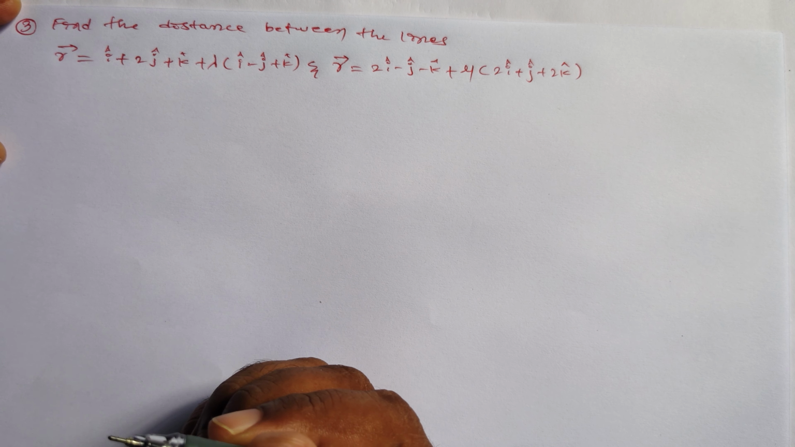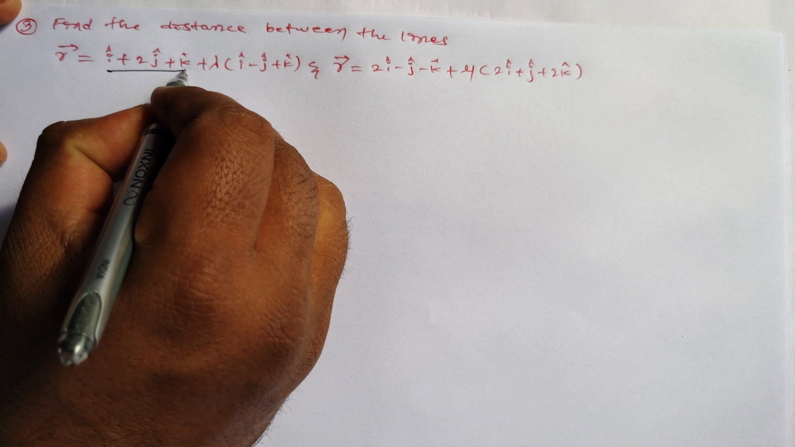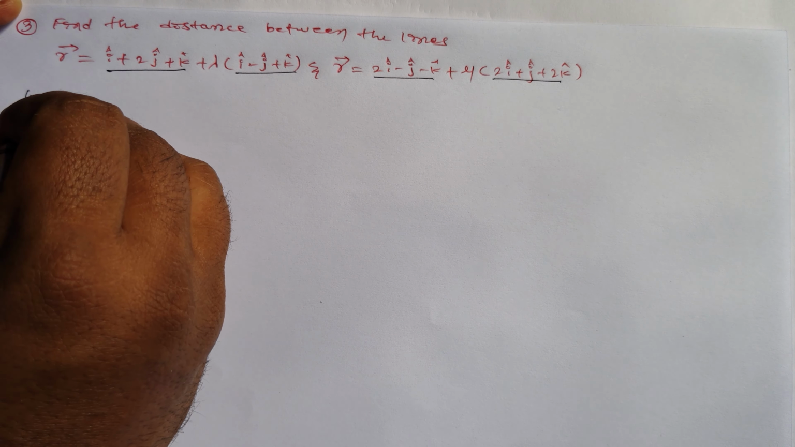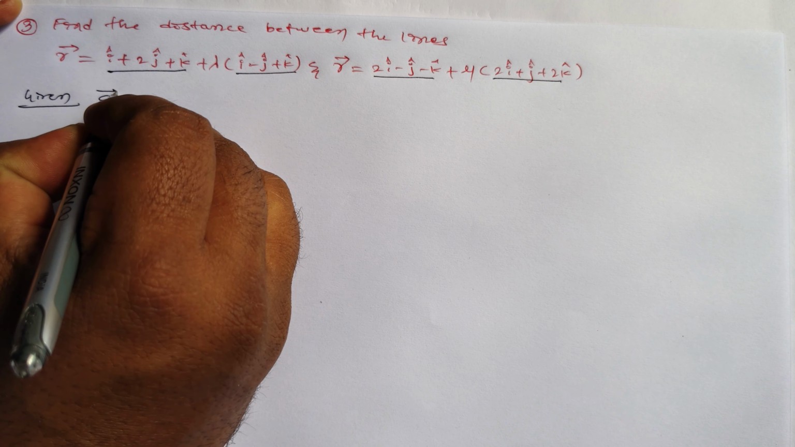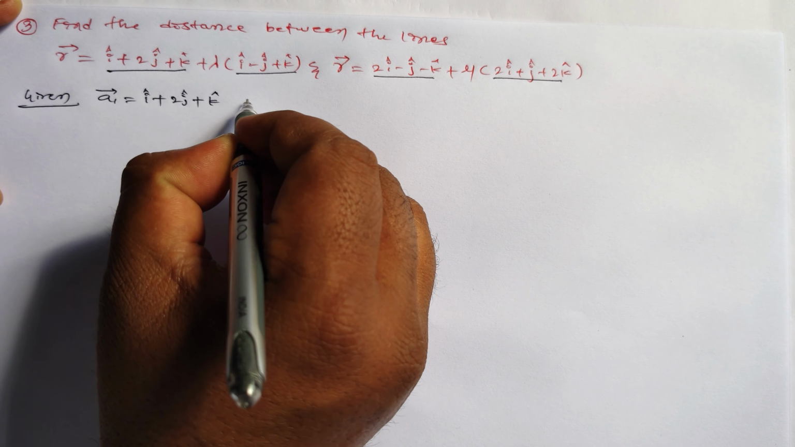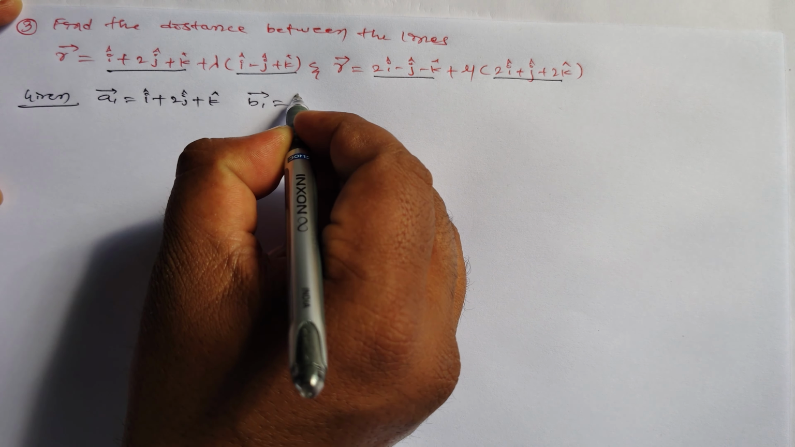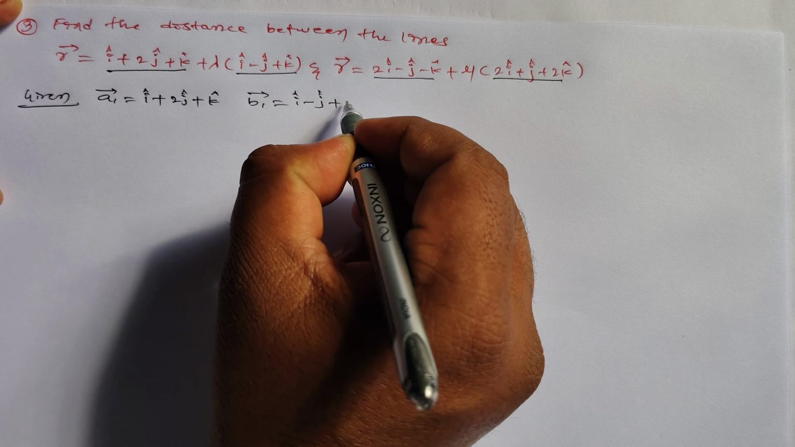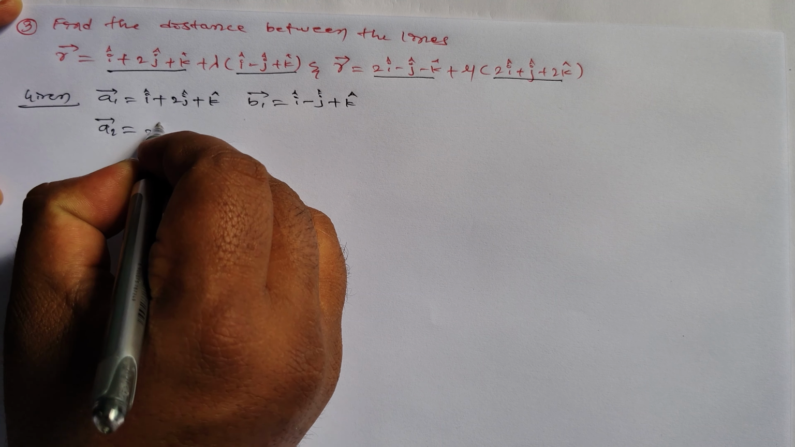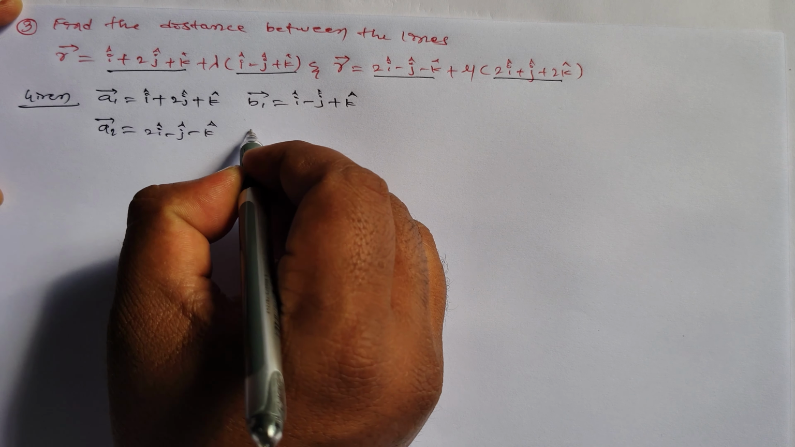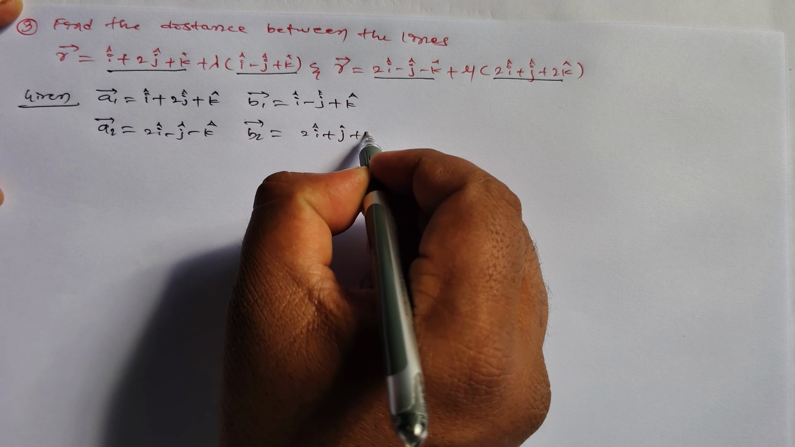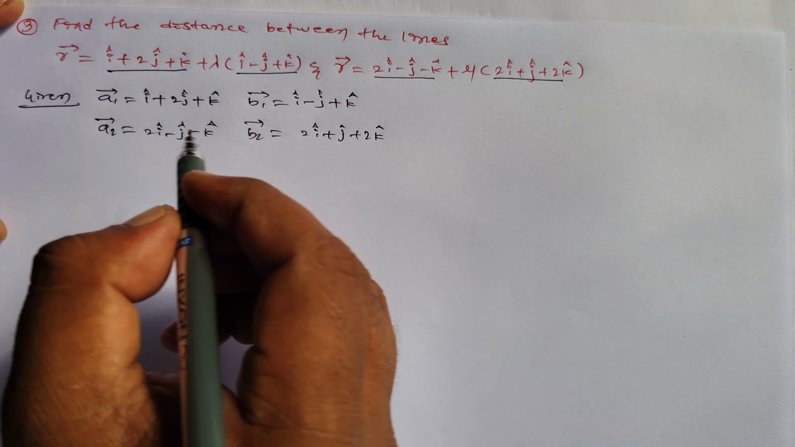Find the distance between the lines. Okay, same as the last question, we have to solve it the same way. So we first write the given vectors: a1 equal to I plus 2j cap plus k cap and b1 vector equal to I cap minus j cap plus k cap. Next, a2 vector equal to 2I minus j minus k cap and b2 vector equal to 2I plus j plus 2k cap. Right, same formula.